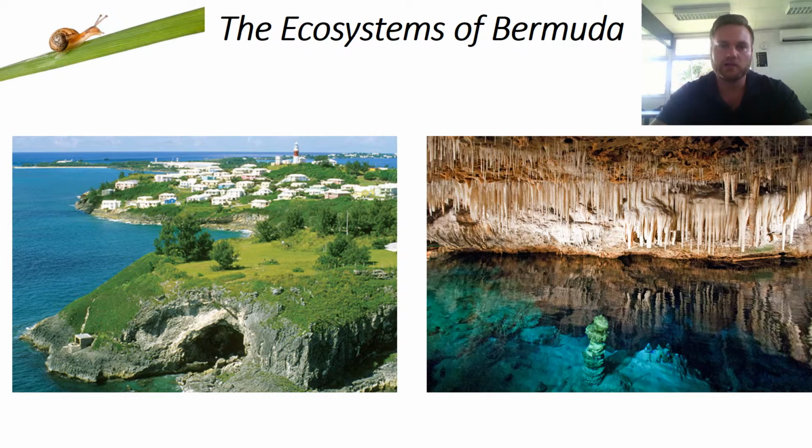Bermuda, even though it's a small island, has quite a lot of diversity when it comes to its ecosystems. So we've got rocky shores, we've got forests, we've got grasslands, and we've got lots and lots of caves that are formed, which some are saltwater and some are freshwater, but they're a good habitat for many organisms.